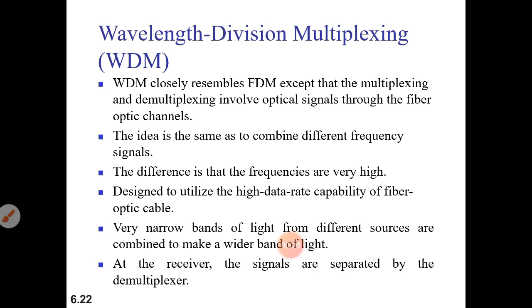In frequency division multiplexing, we use analog signals. The second point is that the idea is the same: to combine signals of different frequencies. As in frequency division multiplexing, we combine analog signals of different frequencies, and here we combine optical signals of different frequencies. The difference is that the frequencies are very high in wavelength division multiplexing. The frequency we allocate for the optical signal is very high compared to frequency division multiplexing, and it is designed to utilize the high data rate capability of the fiber optic cable.